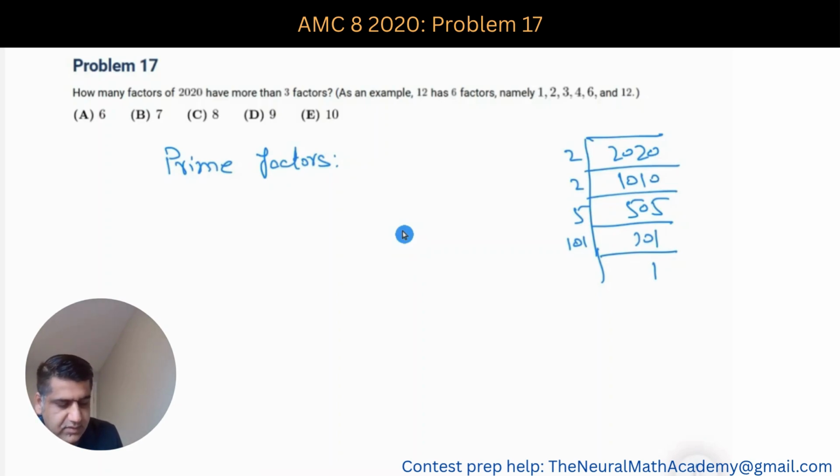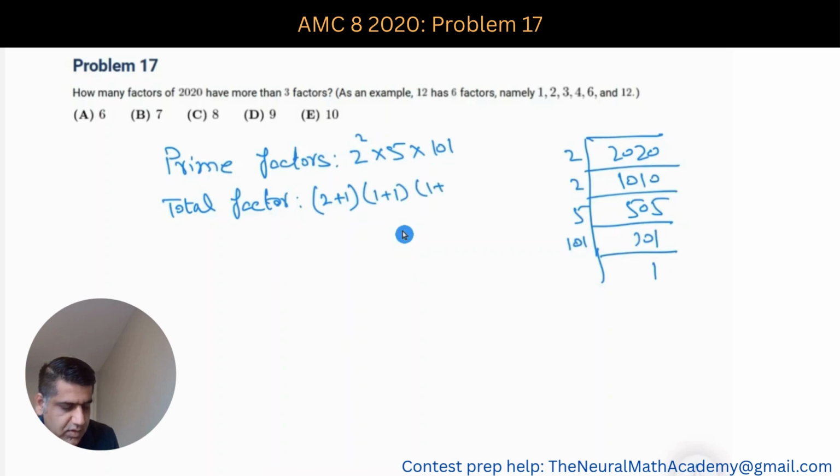So now the prime factors that I get are these. Now I need to see how many total factors are possible. So total factors, I can simply calculate by taking the power of each prime factor and adding 1 there, as I'm doing here. So now if I multiply these, I will get 12. So 12 is the total number of factors possible for this number.